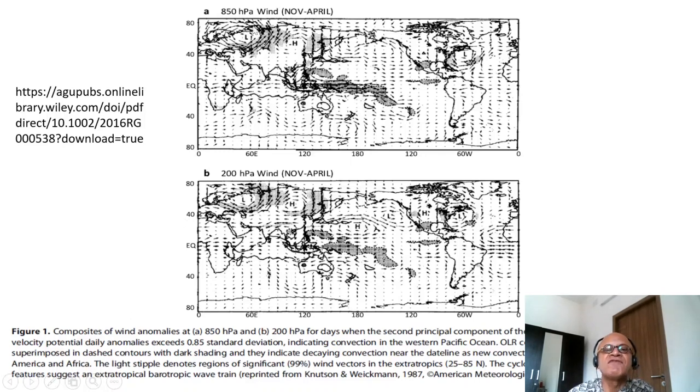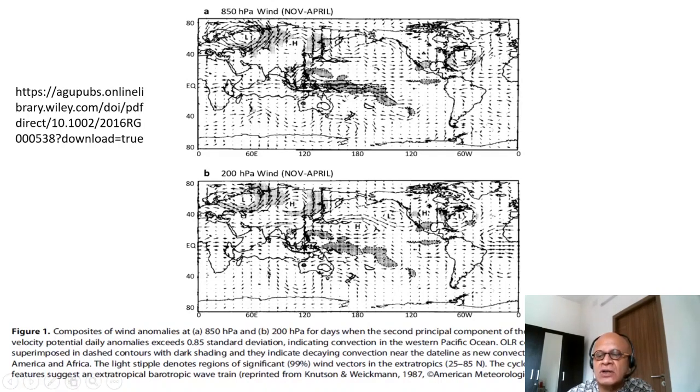This is showing here 850 hectopascal wind for November to April, and it's the same for months for 200 hectopascal winds, so low level and upper level winds, and you can see the features there very clearly. This is showing composites of wind anomalies at 850 and 200 hectopascal for days when the second principal component of the 30 to 60 day bandpass filtered 250 hectopascal velocity potential daily anomalies exceeds 0.85 standard deviation. So it shows a certain strength of activity, indicating convection in the western Pacific Ocean.